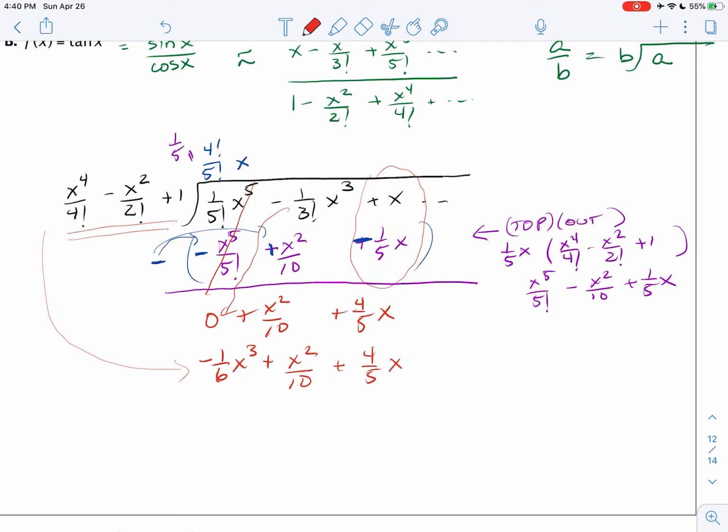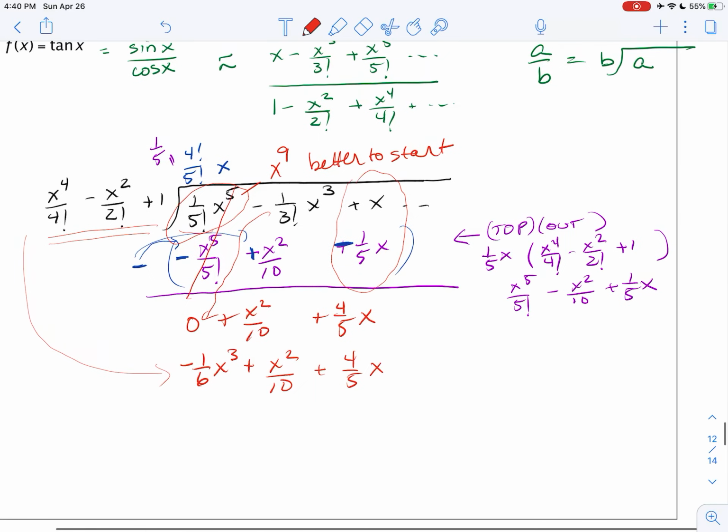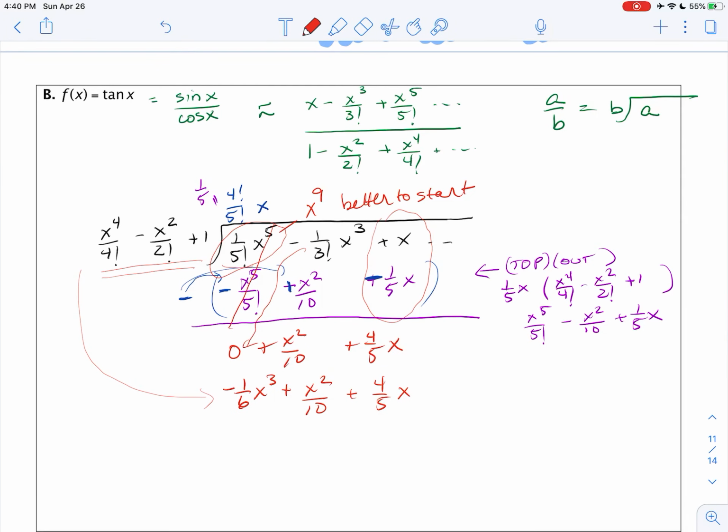X to the 4th times what gives me here, and it looks like I might need to have bigger powers there to get the first 3 non-zero terms. So I should have probably gone all the way up to x to the 7th, or maybe x to the 8th, or x to the 9th. Better to start that way, because then I'll probably get more terms, the first 3 non-zero terms.